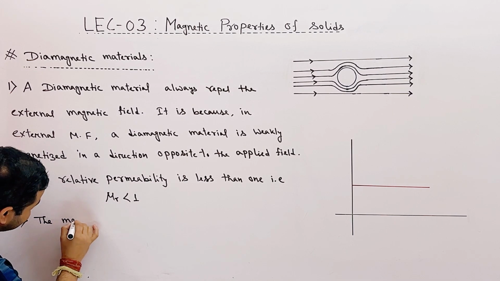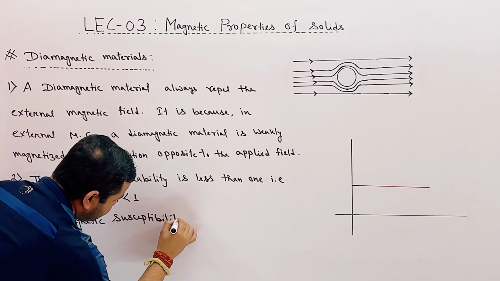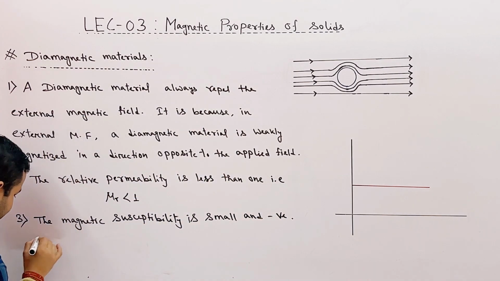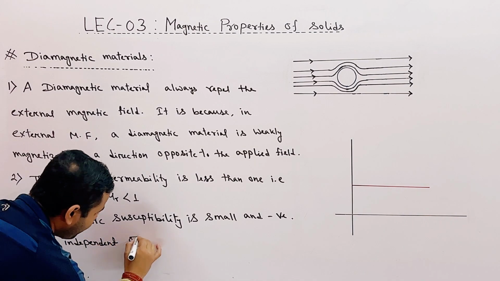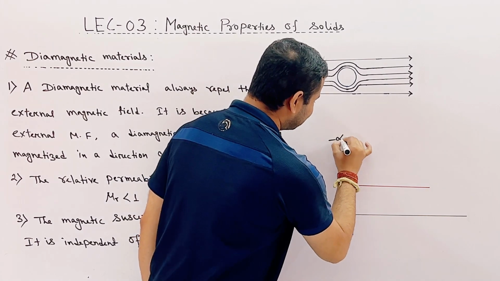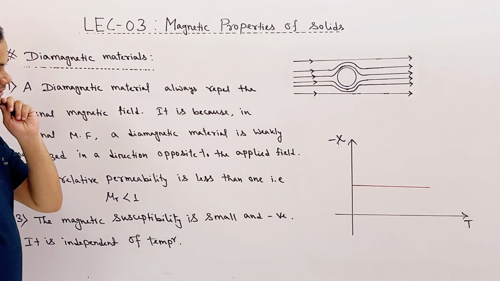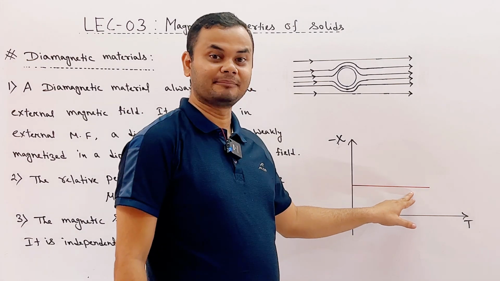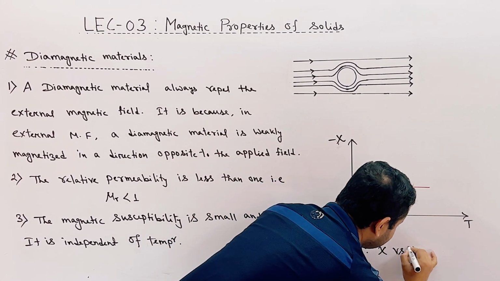The magnetic susceptibility is small and negative. It is independent of temperature. So, if we plot a graph between magnetic susceptibility and temperature, then we will get this type of curve for diamagnetic materials. So, here we have seen that the magnetic susceptibility of diamagnetic material is negative and independent of temperature. Okay? Susceptibility versus temperature curve.